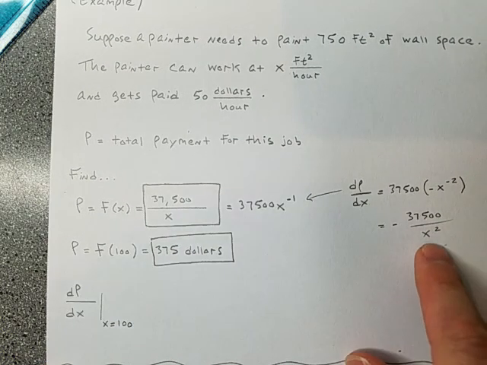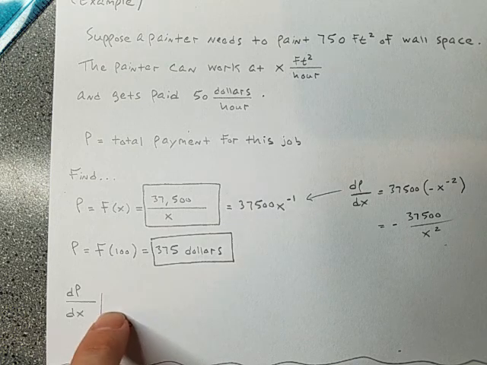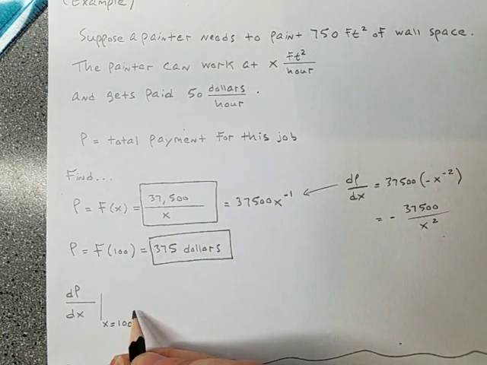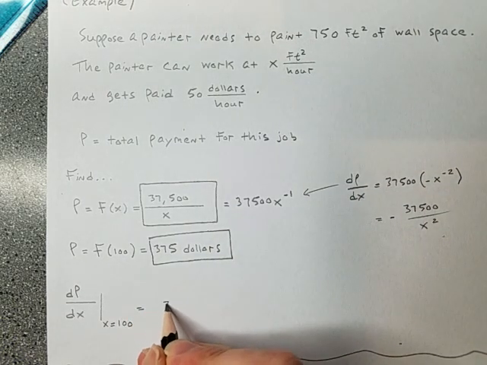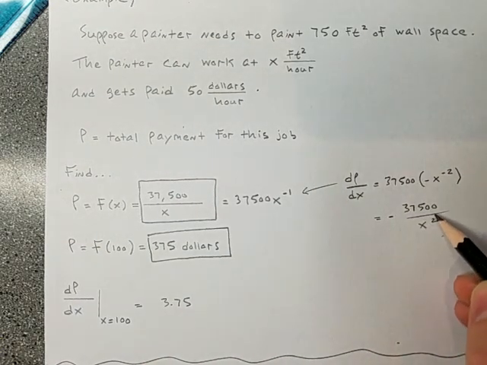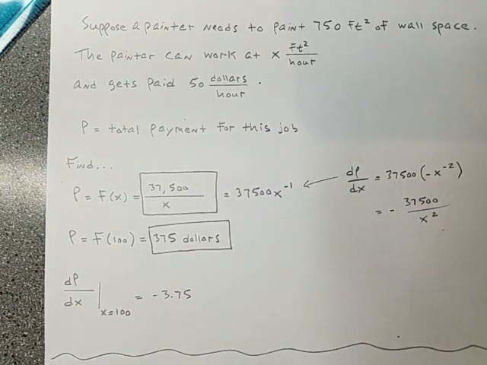When you put 100 into this derivative, that's what that means. That right there says find the derivative and put 100 in for the variable x. Then we'll get negative 37,500 over x squared, which is negative 37,500 over 100 squared. All right, so that's what you'll get.